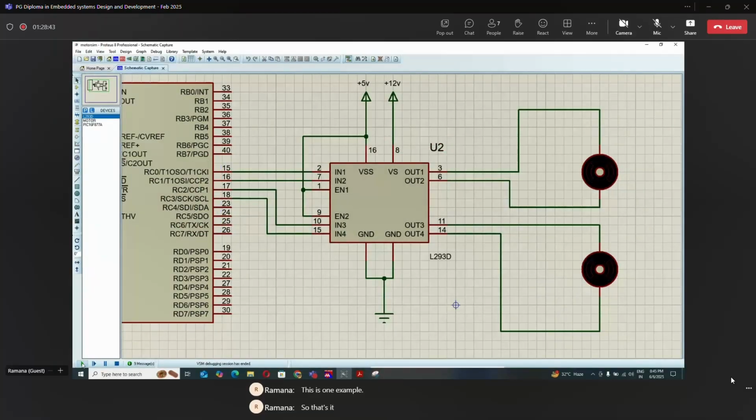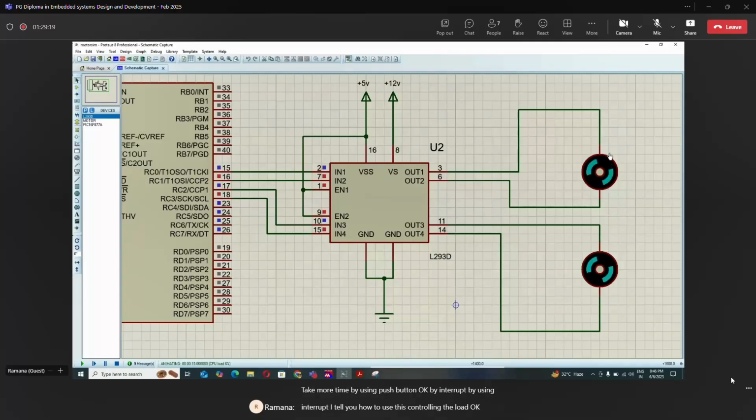So I given the delay, no. As per the delay, it is running in the forward direction and then in the reverse direction. In real time, as per our requirement, we can use this motor. Okay. In the next class, I'll show how to control it by using a push button, an interrupt push button. Otherwise, it will take more time with the push button. Okay. By using interrupt, I'll tell you how to control the load.